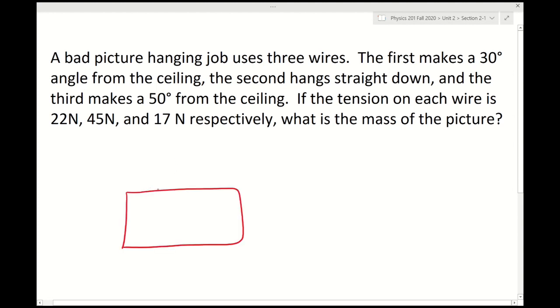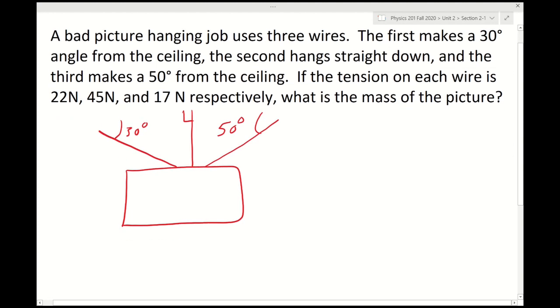You have a picture that has three wires that are supporting it. The first one makes an angle of 30 degrees from the ceiling. The second one is straight down, and the third one makes an angle of 50 degrees. The vertical components of all three of these vectors will have to support the weight of the picture. So each of these three will contribute to a force that is going to balance the picture.